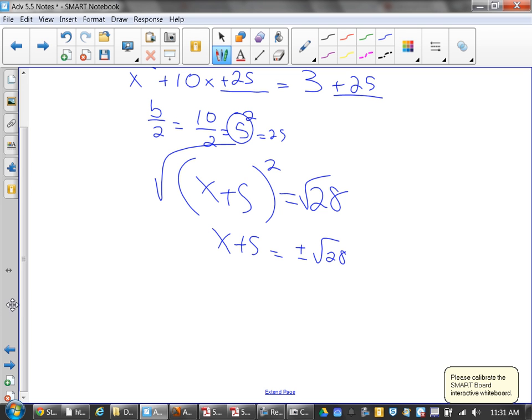What's the perfect square hiding within 28? 4, so it becomes 2 root 7. Good, very good. So you get this can equal plus or minus 2 root 7. How do I move the 5? There's your two solutions. Those are your two zeros for a trinomial that you were not able to factor before, because they didn't give you integer numbers for zeros.